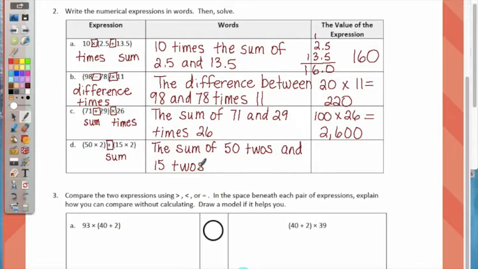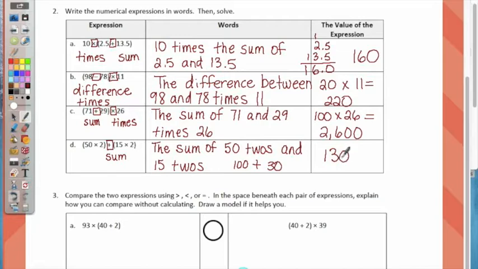Okay, so the easiest way to do this, we could add 50 plus 15 first, but it makes it harder. Sometimes that makes it easier, okay? This time it makes it harder. So the easiest way to do it is to do 50 times 2, which is what? 100. And then 15 times 2 is what? 30. 130.